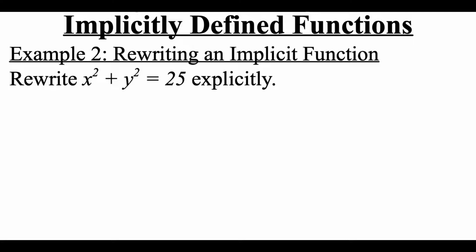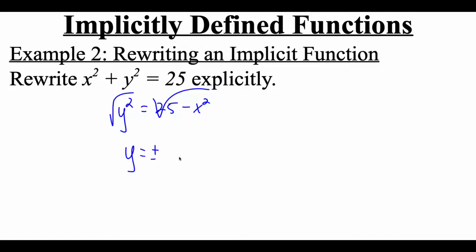Now let's take a look at this implicit function. We've got x squared plus y squared equals 25, and we're going to rewrite that explicitly. Now you might recognize this as the equation of a circle with a radius of 5. But anyway, our goal is to solve to try to get y alone. So the first thing I'm going to do is take that x squared and subtract it over to the right-hand side. So then this is going to say y squared equals 25 minus x squared. And then to get rid of the squared power on that y, we're going to have to square root both sides. Now when we do that, be careful.